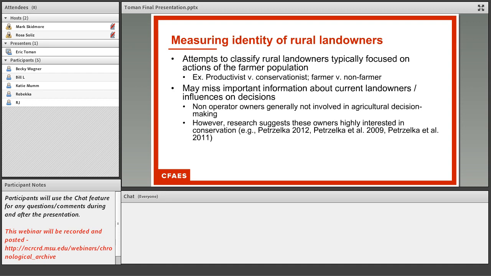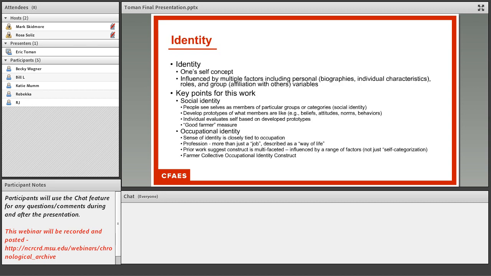So we may have these non-operator landowners that may not be involved in agricultural decision making, even though those decisions are happening on their property. Some prior research does suggest that these owners are highly interested in conservation, but they may not be as engaged in some of the management decision making. But regardless, ultimately, I think what this points to is this diversifying and complex population, and part of our goal is to help think through how we might better understand that population, to think about how we may engage with them. I mentioned I would define identity a bit more.